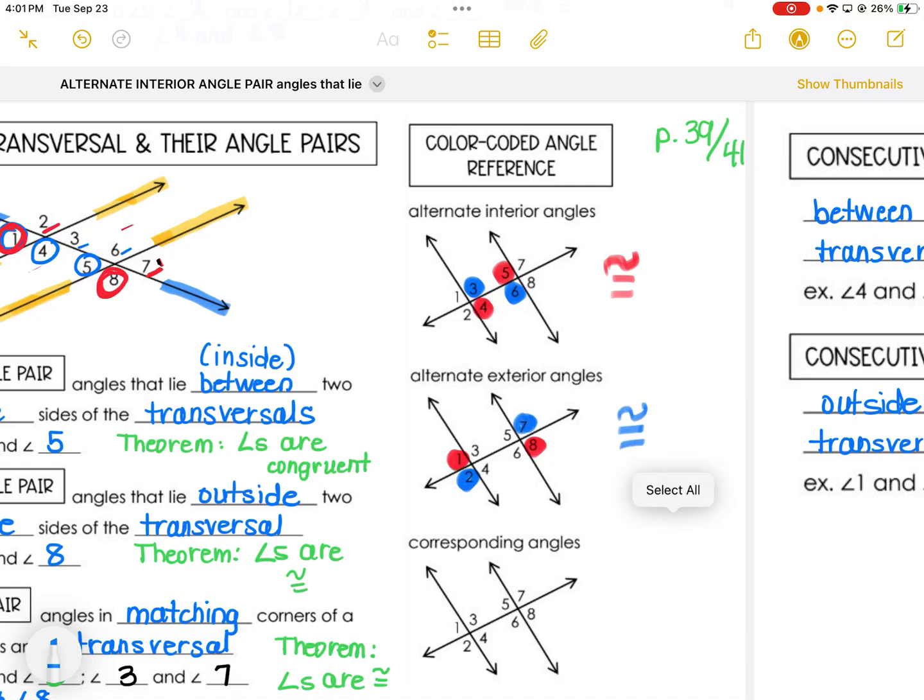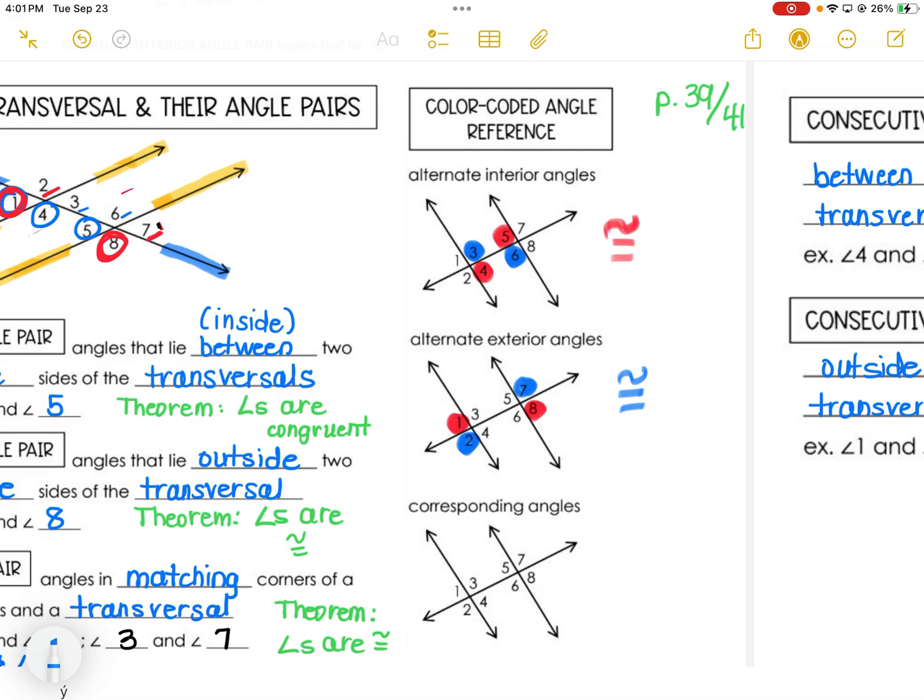Now, the reason I'm using different colors is because 1 and 8 are congruent to each other, 2 and 7 are congruent to each other, but like 1 and 2 are not, okay? So only the matching colored ones are congruent to each other.